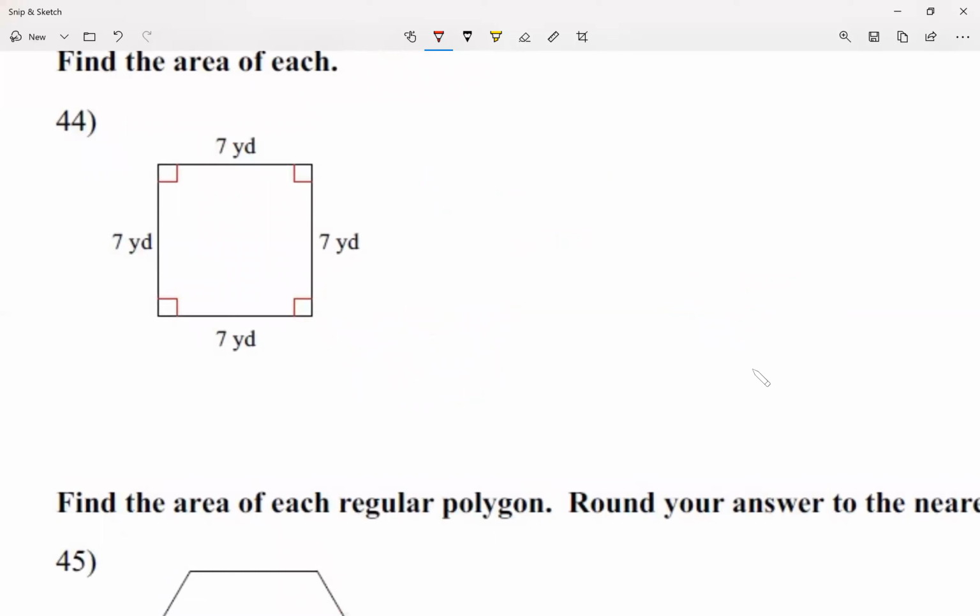Now, question number 44. It's a rectangle. I'm going to look at a 90-degree corner. I'm going to pick this one, just to pick one. That corner is made by 7 and 7, right? A square is a rectangle. I have to multiply those two numbers, 7 times 7. And my answer is 49.